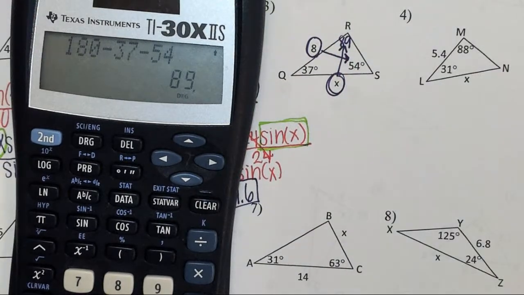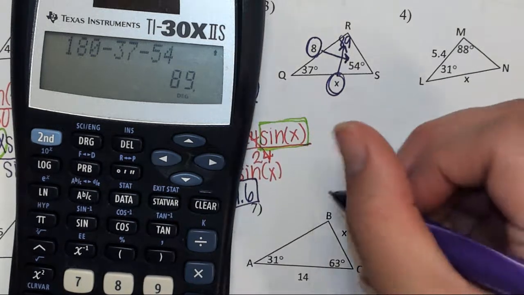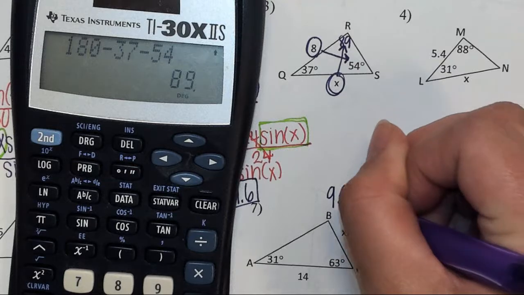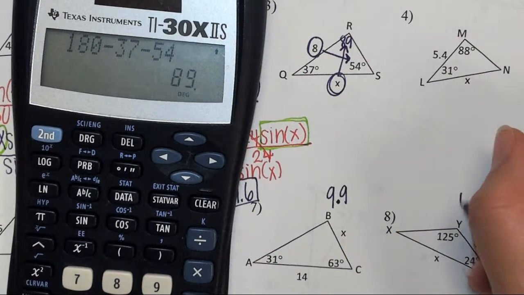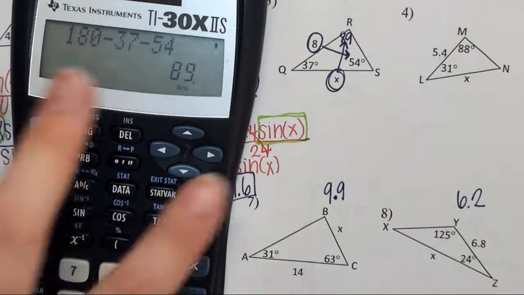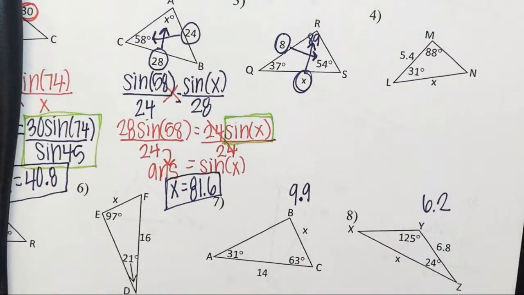So now you just set it up like normal. Can you try this one? Your answer should be 9.9. And then I also want you to try number 4, and your answer should be 6.2. Okay, I want you to try both of those. And those are what your answers should be.